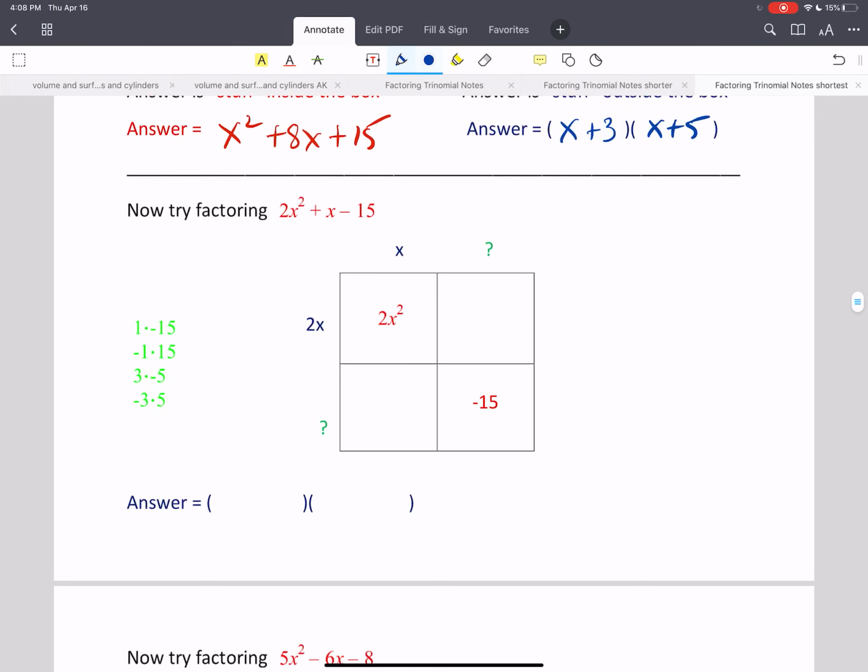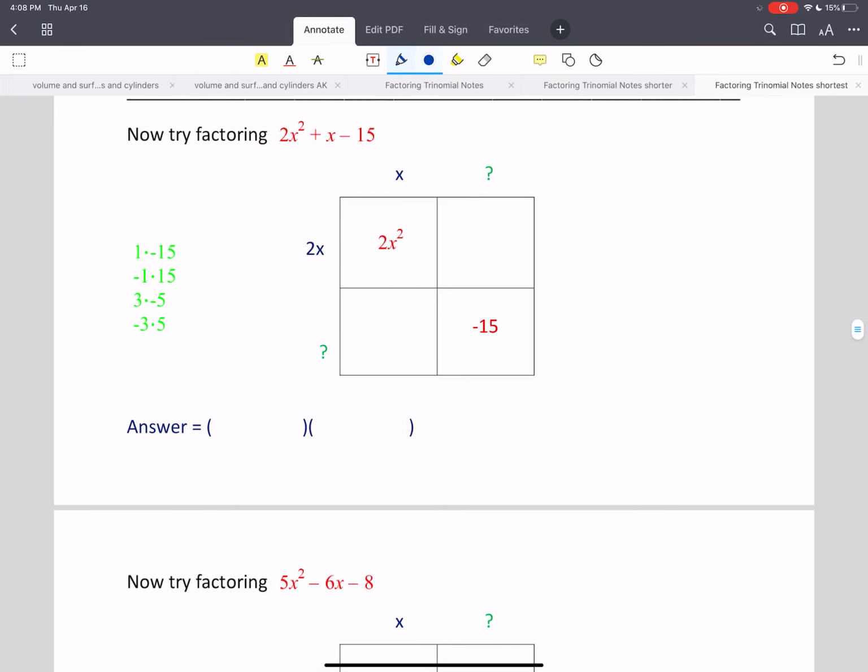All right, let's move on now to the question that was at the top of your paper. We're going to factor the trinomial 2x squared plus x minus 15. So your first step is to begin your box. Here I have my 2x squared. I put it in my first box. The negative 15 goes in my last box. Here and here, I put x terms that will multiply to this. So 2x times x gives me 2x squared.